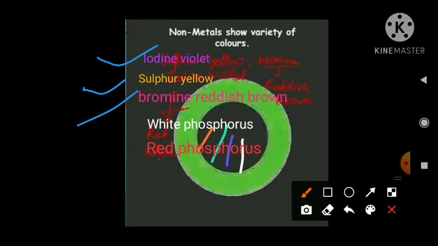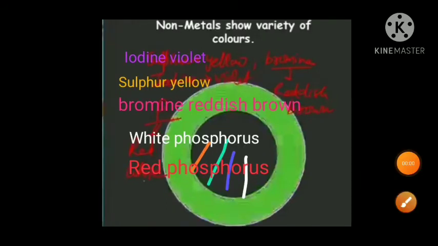For example, sulfur, iodine, bromine have a reddish-brown color, and phosphorus has a white as well as a red color. So these are the non-metals that show a variety of colors. Let's move to another property of non-metals.